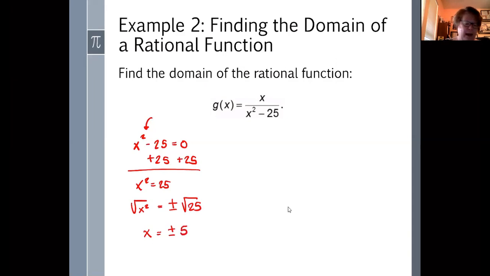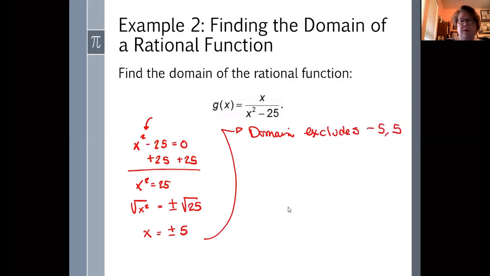All right, so our domain excludes -5 and 5 because those two numbers would make my denominator equal to 0. So in set builder notation, we'd say it's the set of all the x's, but x cannot equal -5, and it cannot equal 5. So there would be set builder notation. Now, interval notation, we're going to have to union 3 different intervals because now we have to exclude -5, and we also have to exclude +5.